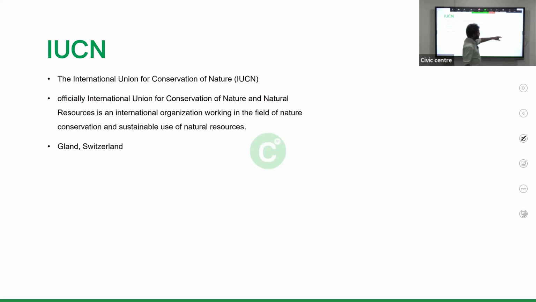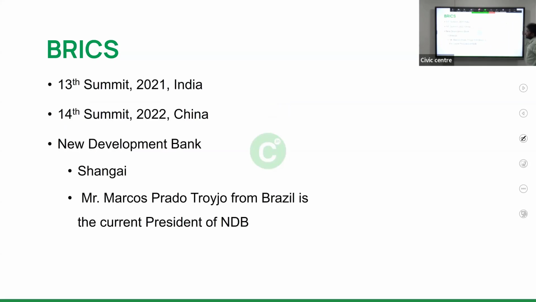BRICS, five nations. The 13th summit in 2021 was held by India, the 14th by China, and the 15th would be South Africa, in the same order. BRICS established the New Development Bank, whose headquarters is at Shanghai.